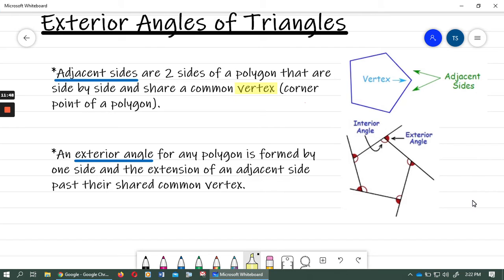Okay, so again, folks, any type of polygon can have exterior angles. But in this particular lesson, we're talking about the exterior angles for a triangle. So let's look particularly at what an exterior angle is and what those look like for triangles.